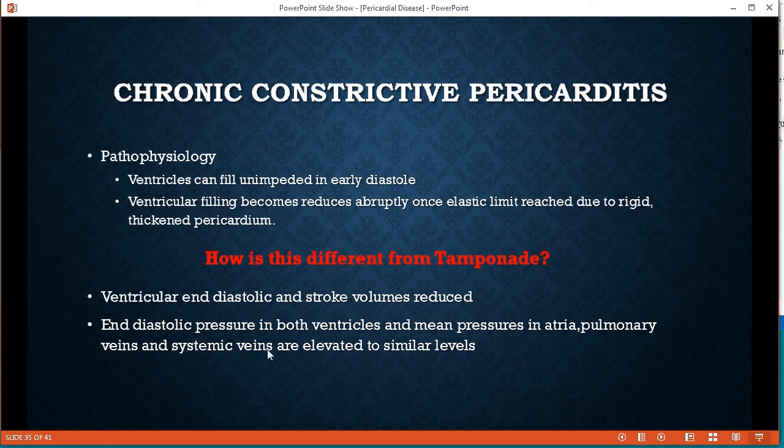Okay, so again, end diastolic pressure in both the ventricles and the mean pressures in the atria, pulmonary veins, and systemic veins are elevated to similar levels. So you tend to see this as well with cardiac tamponade, but again, you're not going to see it to the level that you see it with tamponade because you're not getting as much pressure as you see with tamponade in constrictive pericarditis.